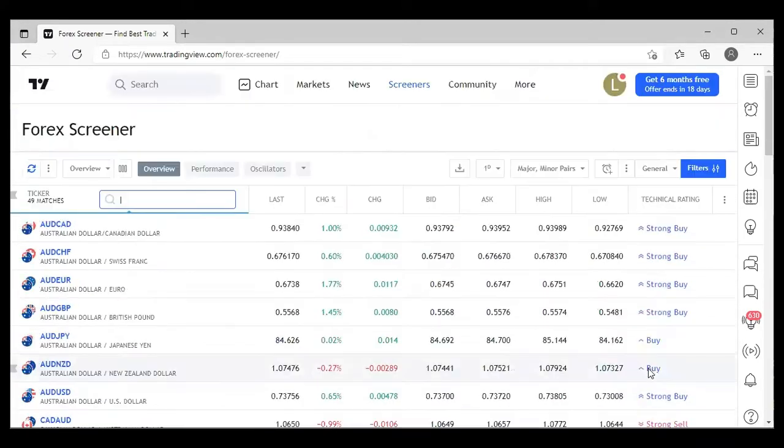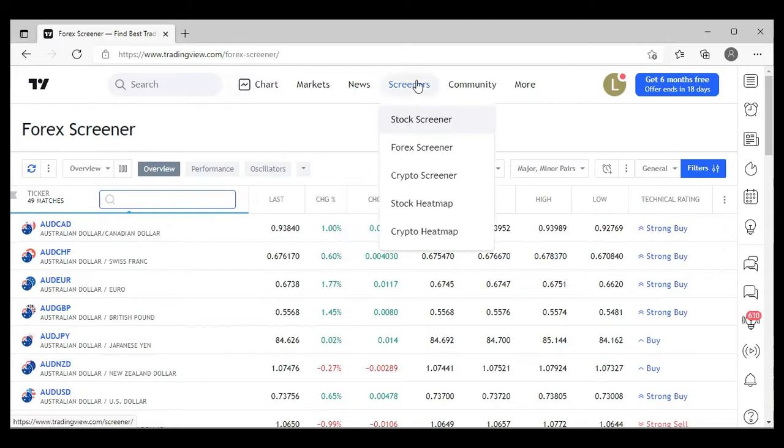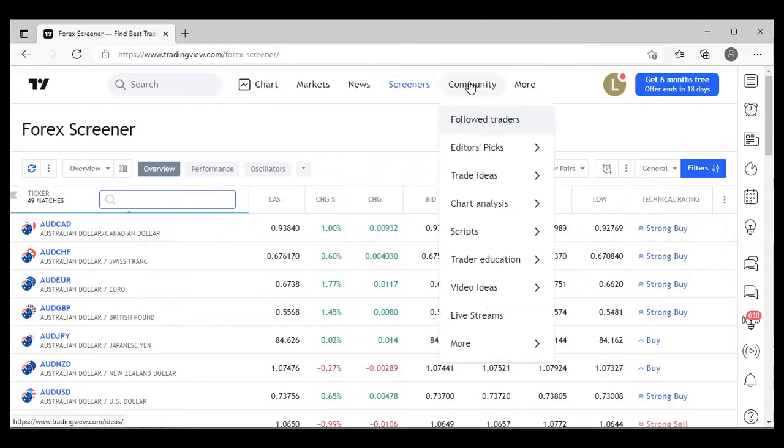So as a trader, you can then use this to decide what trades maybe you want to take and what position maybe you want to take. Okay. And like we said, we have screeners for Forex, stock, etc. Then we have our community.